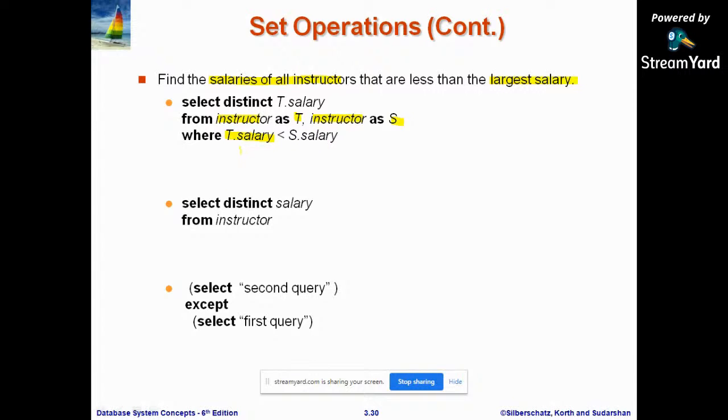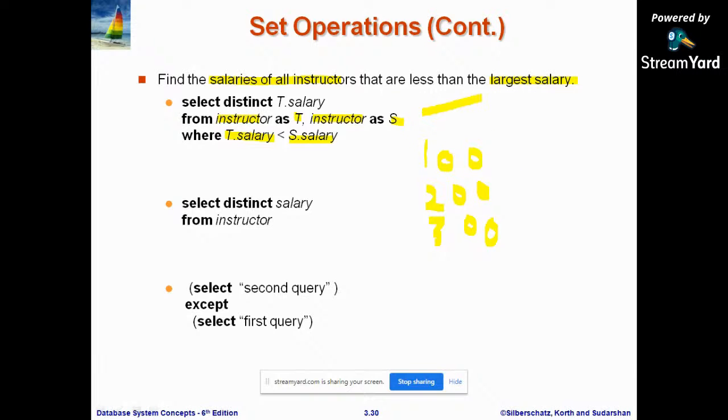Means it will give you all the instructors whose salary is less than one or more employees' salary. Say for example, in the salary table, if you have 100 rupees salary, 200 rupees salary, and 300 salary, this first query will give you all the entries whose T salary is less than S salary.